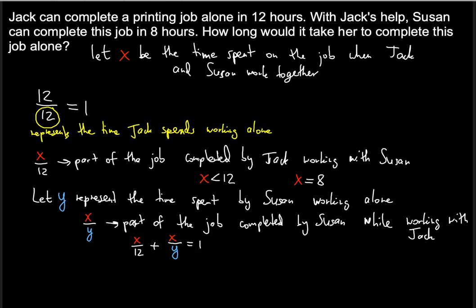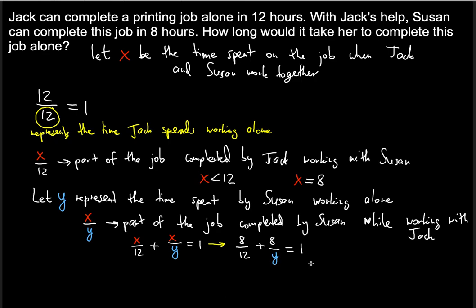So now let's substitute the x in, because we know that x was equal to 8, right? That's the time that Susan spends on this job when working with Jack, and it should also be the time that Jack spends working with Susan on the same job, right? So x will be equal to 8. So 8 over 12 plus 8 over y, as you can see, this makes y the only unknown here that we need to solve for, and that will answer the question. How long it would take Susan to complete this job alone is equal to 1. So now how do we solve for y?